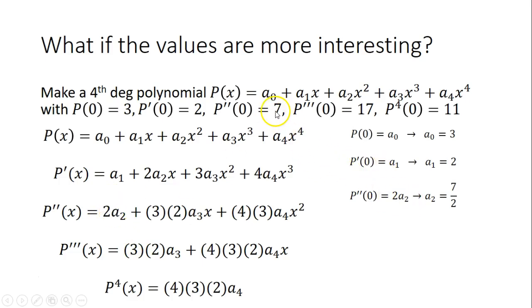I want it to be 7. So that means that a2 must be 7 halves. Okay? The triple prime is going to be 3 times 2 times a3, right? Because the x term is going to disappear because we're plugging in 0, right? It's important that we're plugging in 0.